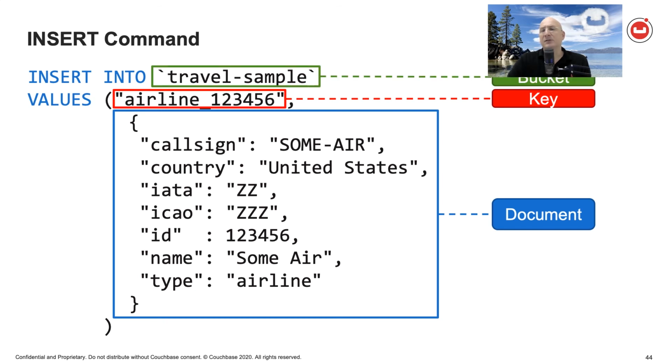The into clause specifies into which bucket you wish to insert the document. Note that if there is already a document with the same key in this bucket, the command will fail and produce a duplicate key error.